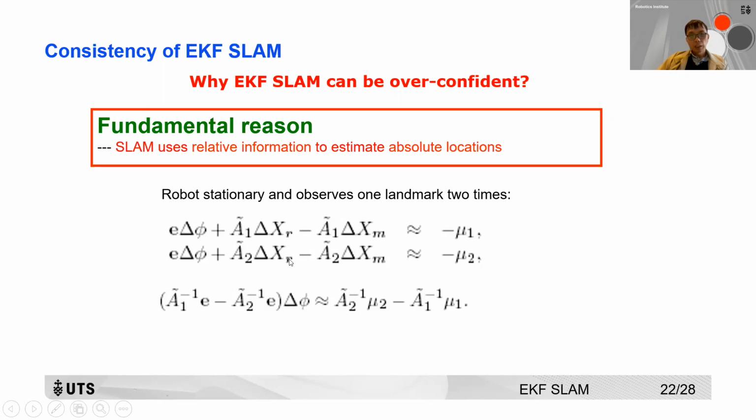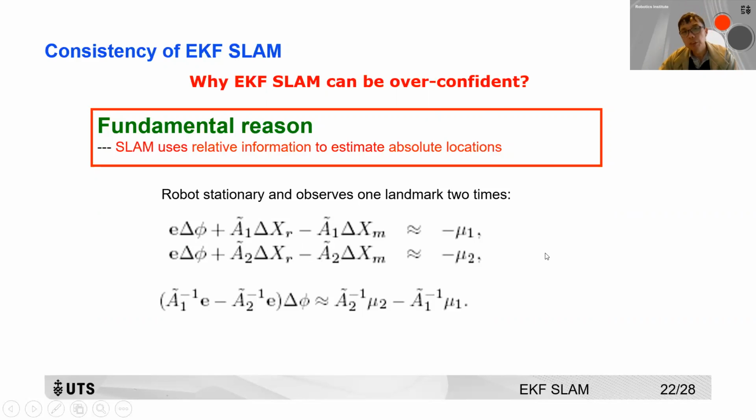When they are slightly different, we can use those two equations to calculate delta phi, which is the orientation of the robot. But if the Jacobians are the same, we are not able to do that. So this is similar to our illustrated example about why EKF SLAM can be inconsistent.